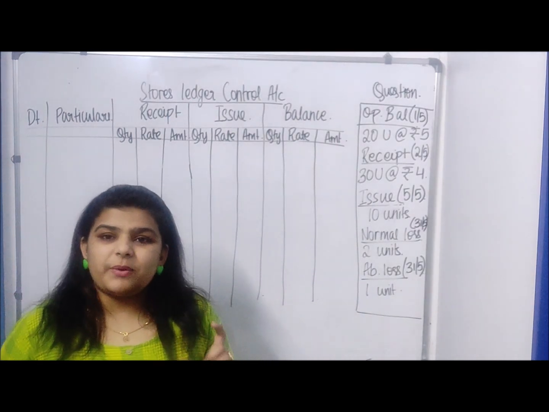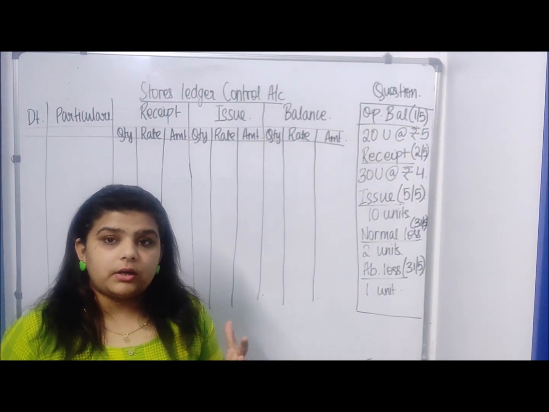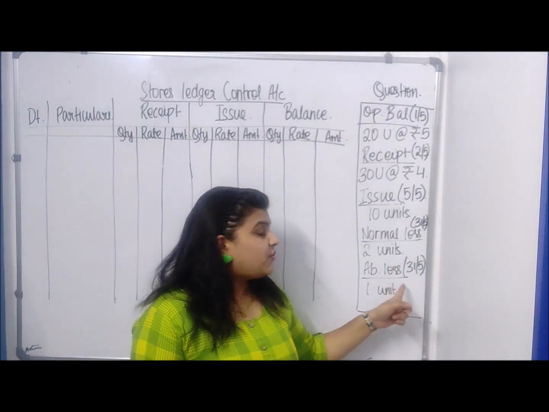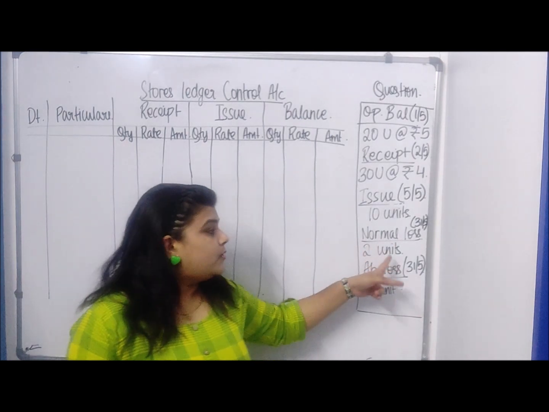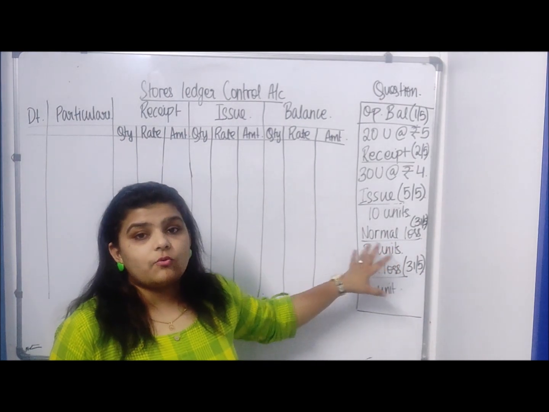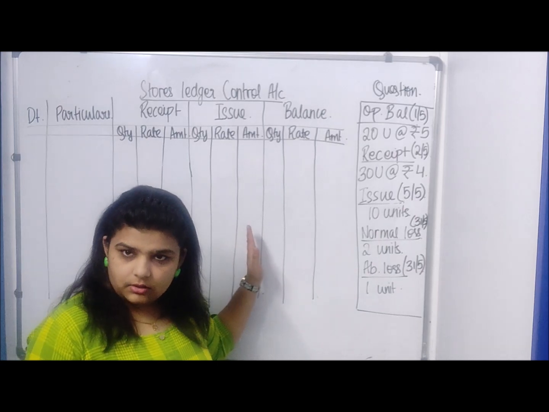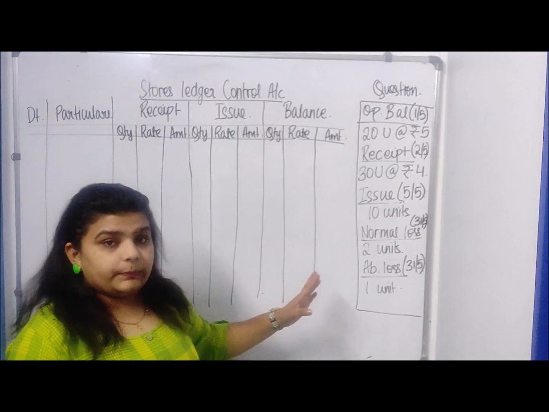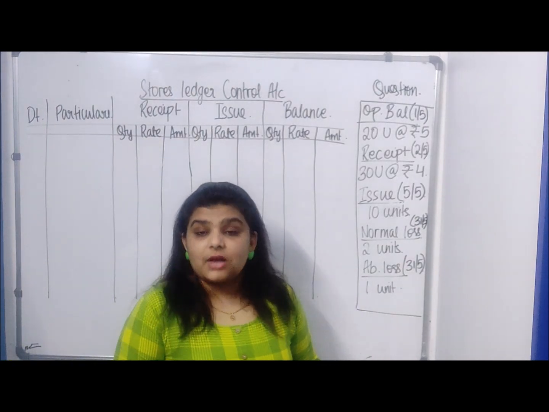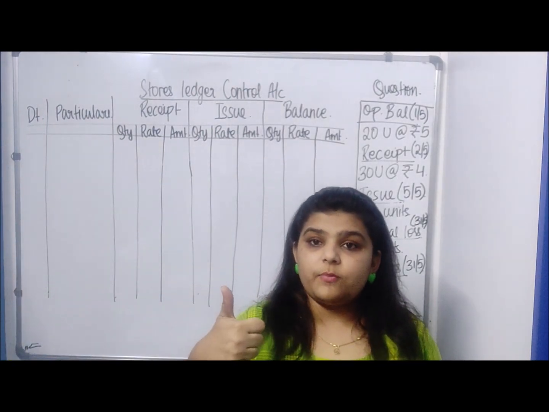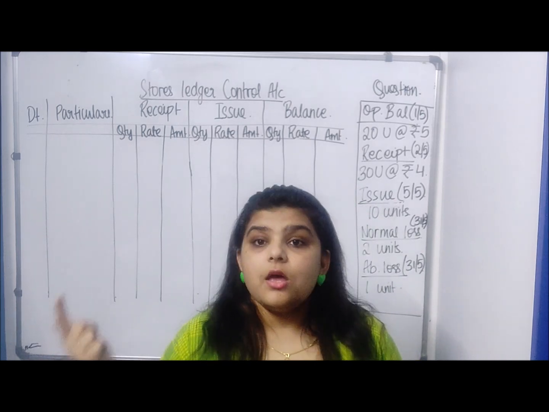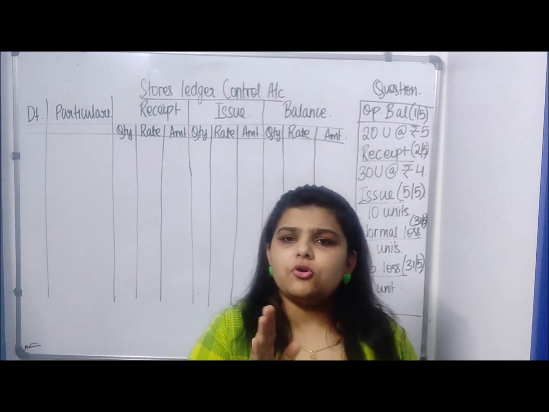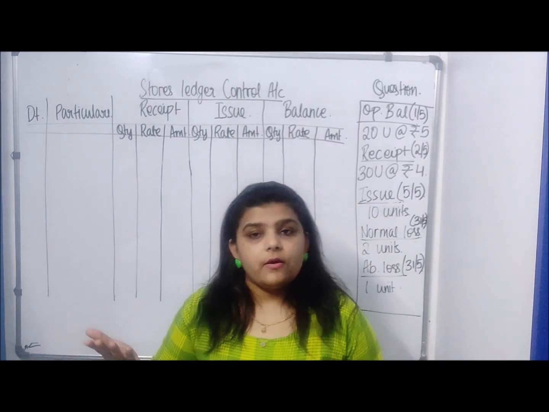Then there are two very important things in the stores ledger account: the treatment of normal loss and the treatment of abnormal loss. So how do we treat normal loss and abnormal loss? वो भी हम इस वीडियो में देखेंगे. Now, before I start, stores ledger control accounts are generally prepared either on FIFO basis or weighted average basis. There might be a question to do it on LIFO basis also. So LIFO you will automatically know when I teach you FIFO.